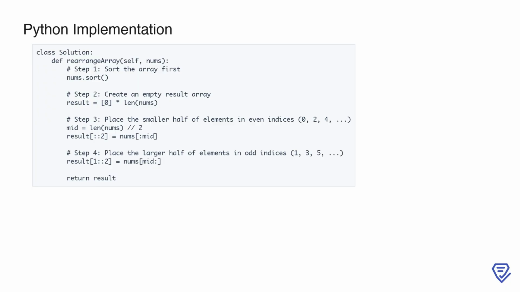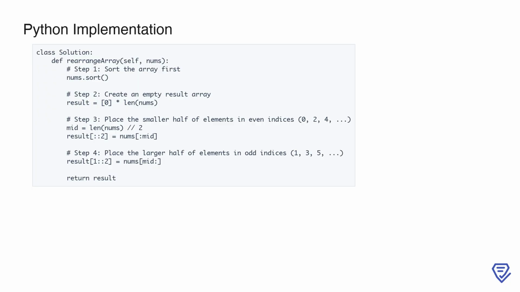Explanation of the code. 1. Sorting the array. The input array is sorted in ascending order. This ensures that elements are arranged from smallest to largest, simplifying the process of interleaving smaller and larger elements. 2. Creating the result array. An empty array of the same length as the input is initialized to store the rearranged elements. 3. Placing smaller elements. The smaller half of the sorted array, from the start to the middle, is placed at even indices 0, 2, 4. This step ensures that smaller elements are distributed throughout the array.